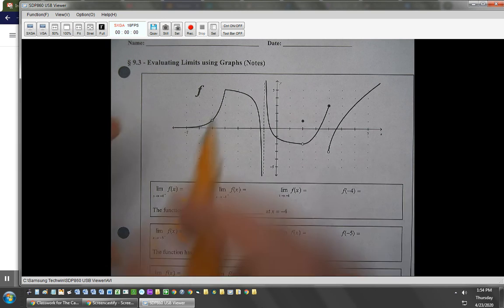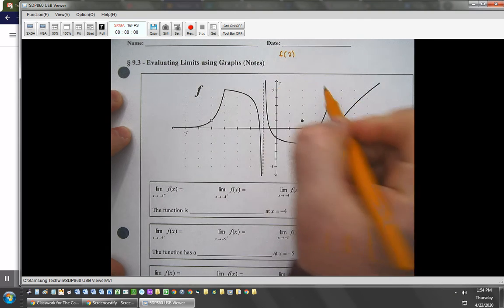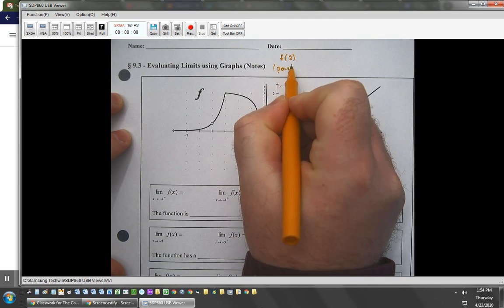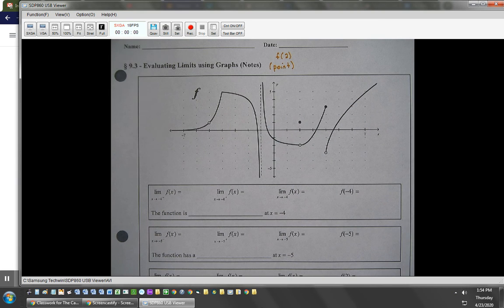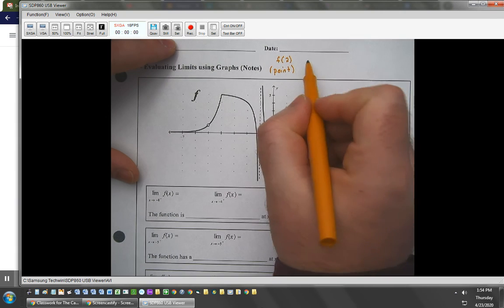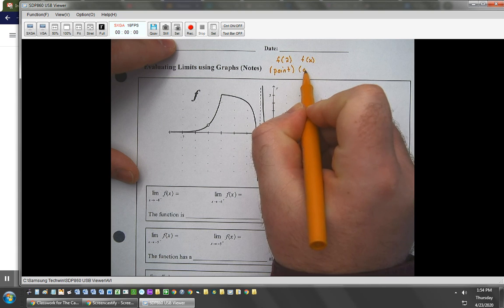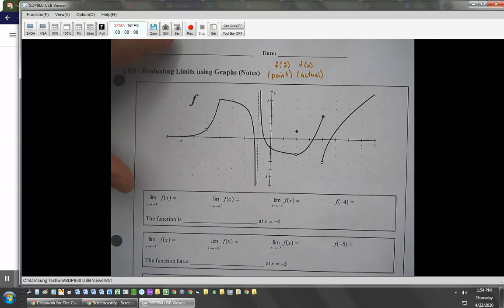So when we're talking about f of 2, that is a point. It's an actual dot on the graph. So if I say, what is f of 2, you would then go find it on the graph. If I were to generalize that, f of x is all the actual points. It's the actual places on the graph.